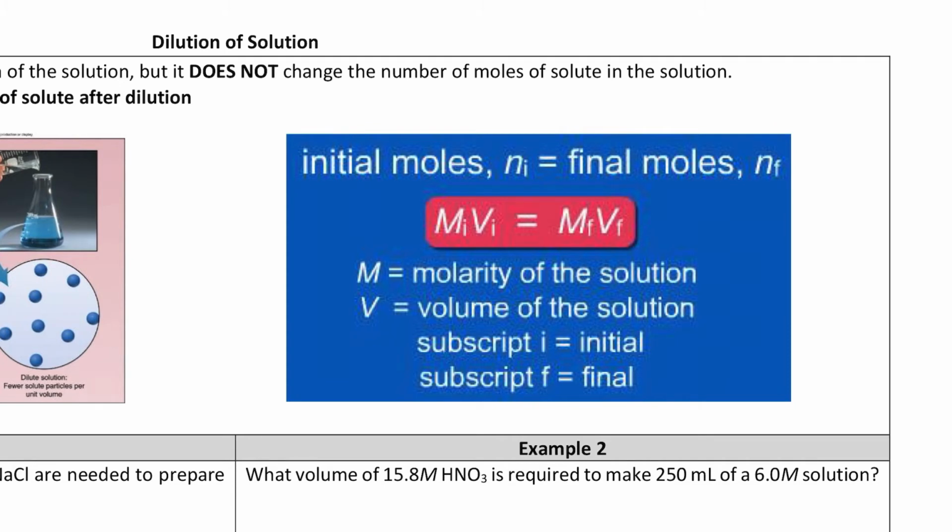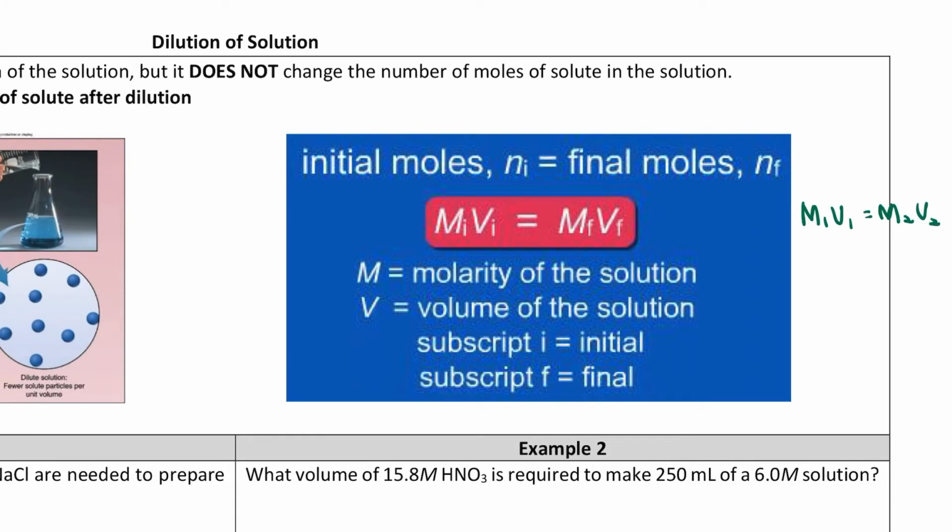Ataupun mungkin ada setengah tak biasa macam tu. So kalau dia nak pakai M1V1 equal to M2V2 pun boleh, tak ada masalah. Okay, fahamlah konsep dia. So M1 ni adalah before dilution, V1 pun before dilution, M2V2 ni adalah after dilution. Okay, alright. So itu satu hal.